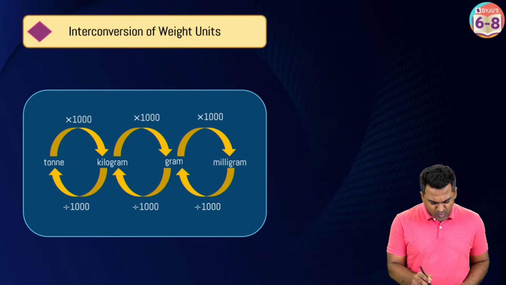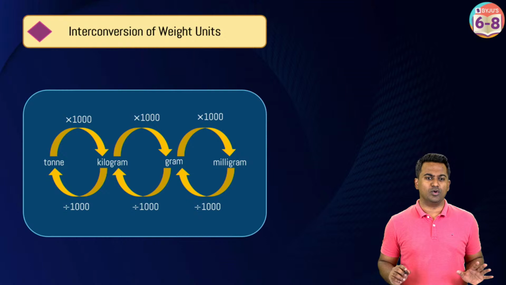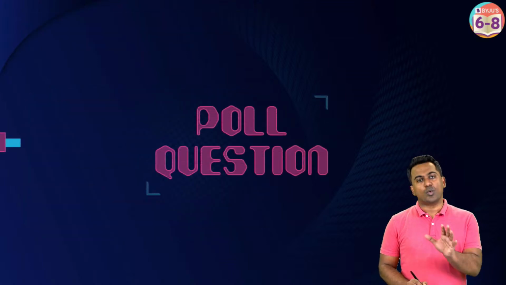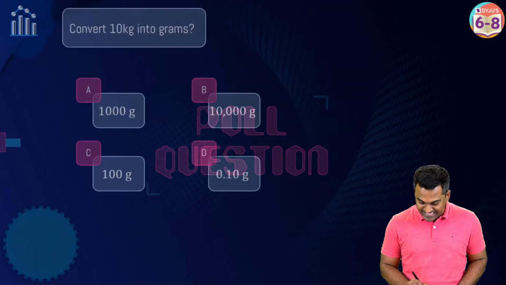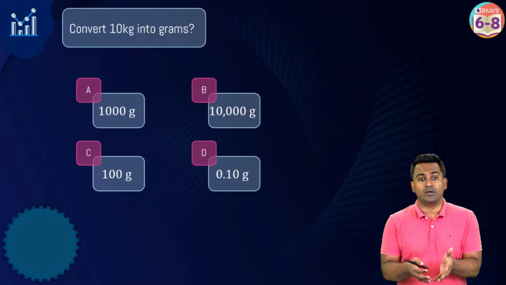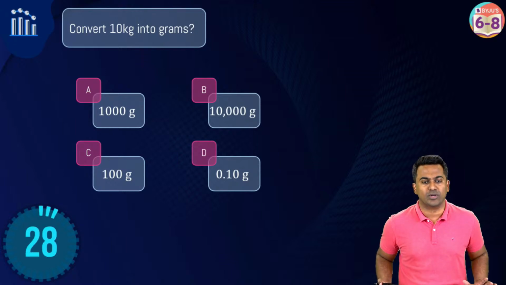All right, so this is how you convert the weight: ton to kilogram, kilogram to gram, gram to milligram, and all of these conversions. Let's quickly have a question to see how many of you understand this well. You have to convert 10 kilograms into grams, and 30 seconds should be fairly simple for this. So come on, go ahead, try this out in 30 seconds.